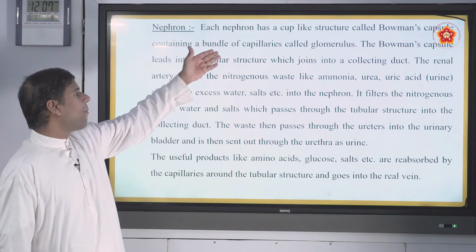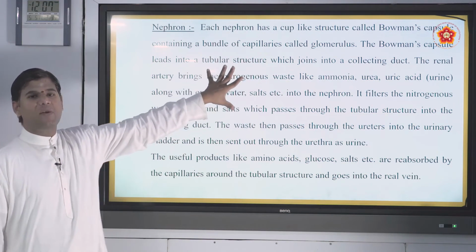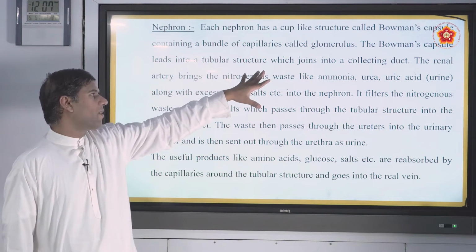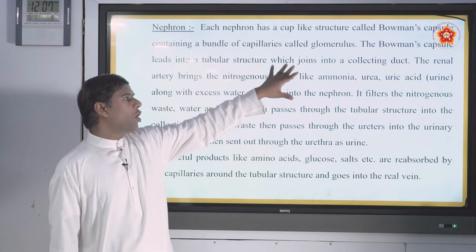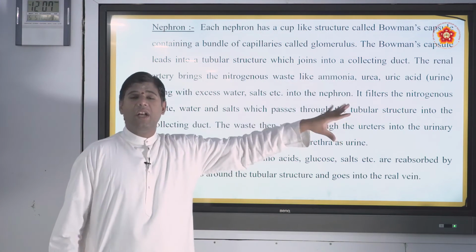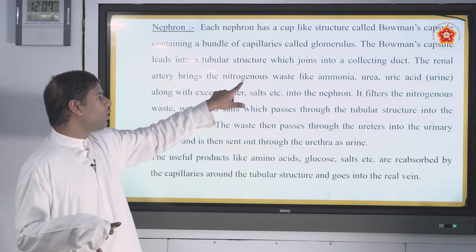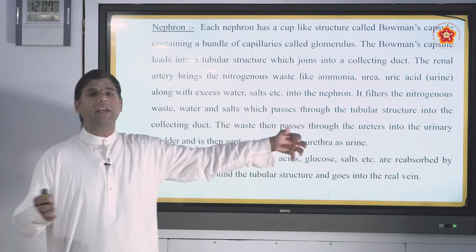The nephron has a cup-like structure called the Bowman's capsule. We'll explain exactly what it is. It contains a bundle of capillaries called the glomerulus. The Bowman's capsule leads to a tubular structure which joins into a collecting duct. Now that collects everything. The renal artery brings nitrogenous waste like ammonia, urea, uric acid.